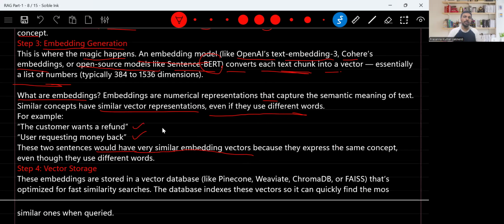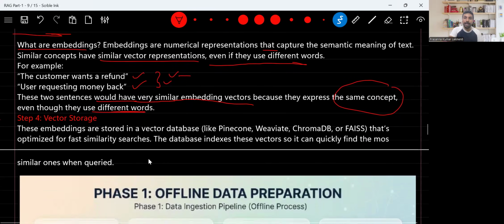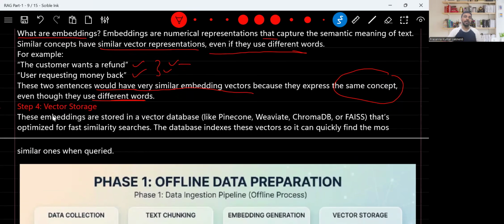So here in both the sentences, the customer wants a refund, user requests money back. Both are same. So that means even though the words are different, we are treating it as similar vectors because they express the same concept or same situation, even though they have different words. That is what is called vector similarity.